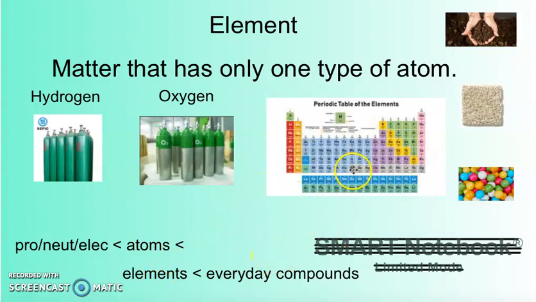So these things on the periodic table make up everything on Earth and everything that we've seen in space so far. So everything can trace itself back to the elements on the periodic table, which can trace itself back to individual atoms that have protons, neutrons, and electrons in them.